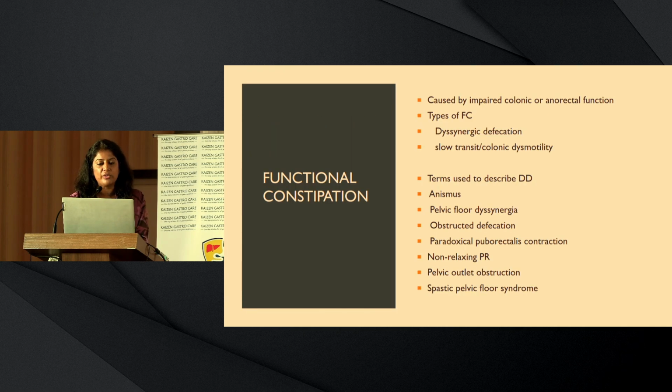So how do I look at this, classifying it even more? Types of functional constipation, like we said, dyssynergic defecation, slow transit, colonic. So we send out these flyers to consultants in case they don't realize at what point do we give it to a therapist before we either go into surgery or further laxative use. So how else do we see it? Anismus, pelvic floor dyssynergia, obstructed defecation, paradoxical puborectalis contraction, non-relaxing puborectalis, pelvic outlet obstruction, and spastic pelvic floor.